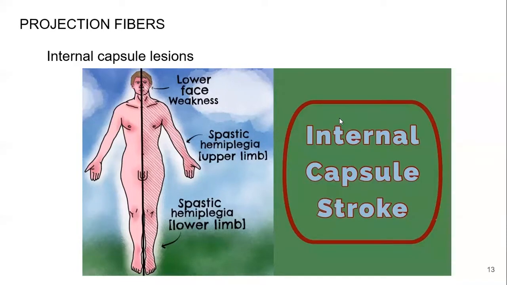The internal capsule is flanked medially by the caudate nucleus and thalamus and laterally by the lentiform nucleus. The arrangement of the nerve fibers within the internal capsule was shown in our previous diagrams, in our previous slide under the projection fibers. The internal capsule is frequently involved in vascular disorders of the brain.